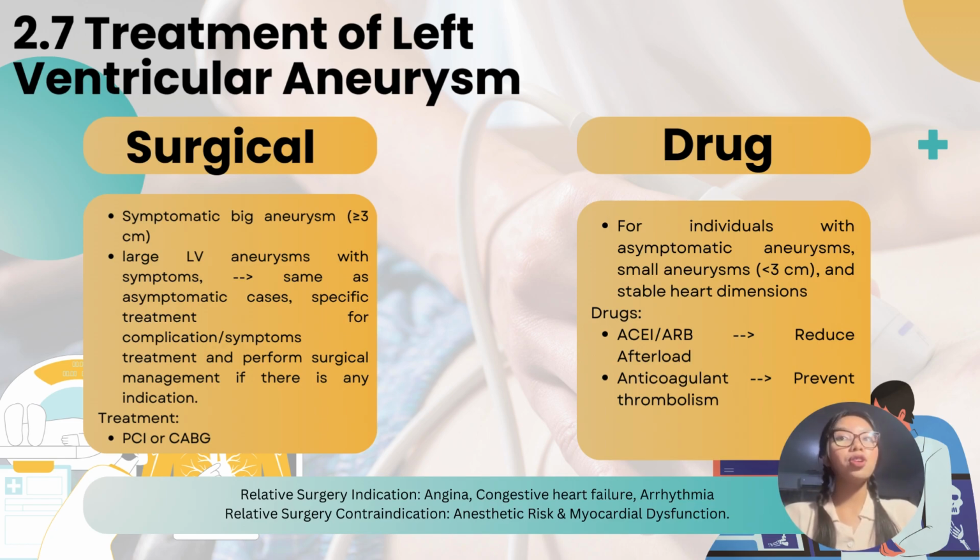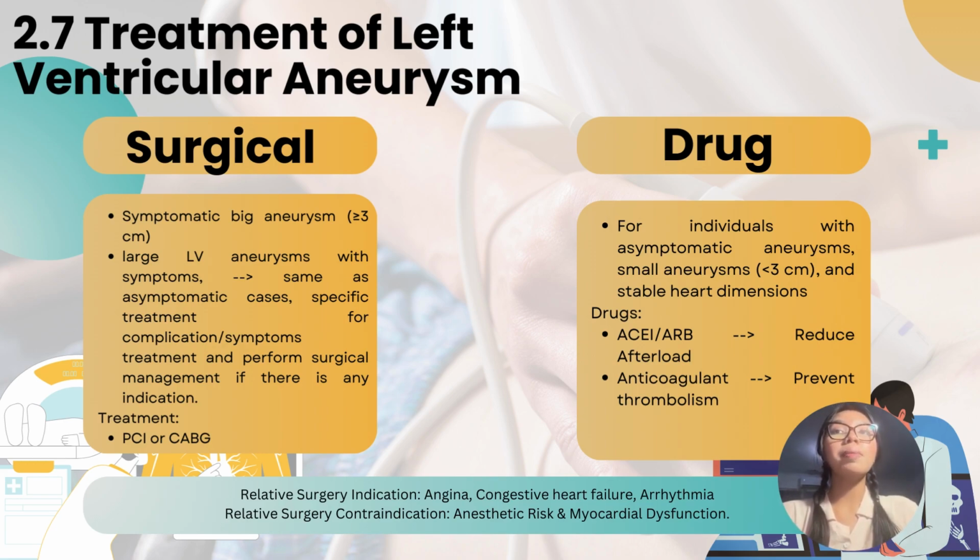However, if the individuals are asymptomatic and have small aneurysms below 3 cm and stable heart dimensions, they may benefit just from medication management. In patients with large LV aneurysms with symptoms, the management is the same as asymptomatic cases, plus specific treatment for complications and also surgical treatment based on the indication.